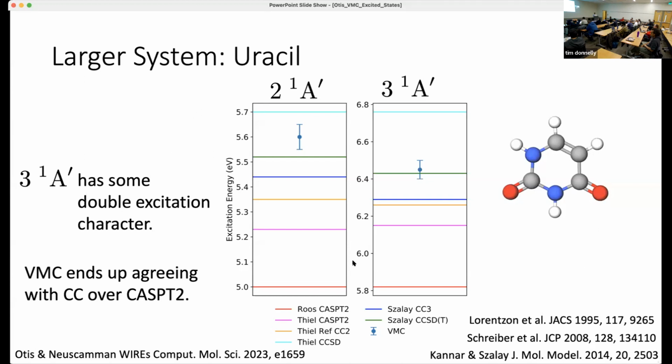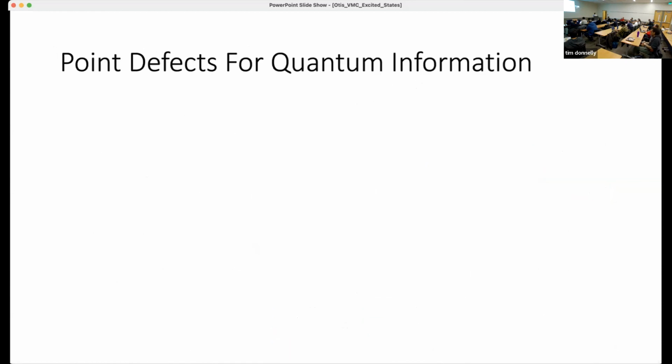But the message from the molecular work I did in my PhD was that across these different categories of excited states, this VMC machinery can be consistently accurate in a way that's not really true for things like coupled cluster or CASPT2, which might be great on a certain category of excited state, but then have more problems elsewhere. And that success with molecules motivated what I'm pursuing now at Chicago, looking at the excited states of point defects in solids.